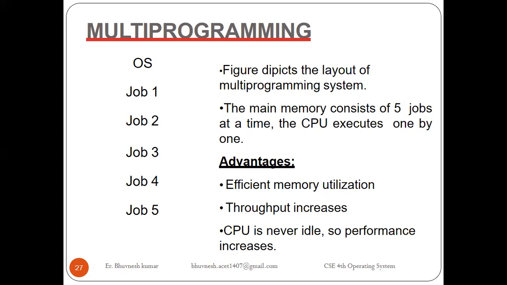But in the batch processing operating system, the CPU will be idle, because a single batch will be executing, and when that batch is completed, then the next will be executed. While that batch is executing, the CPU will be in an idle stage. So that is the limitation of batch processing. Your CPU will be in an idle condition.